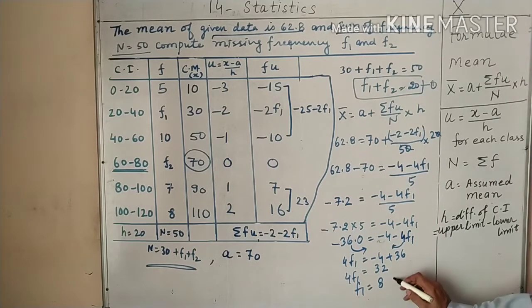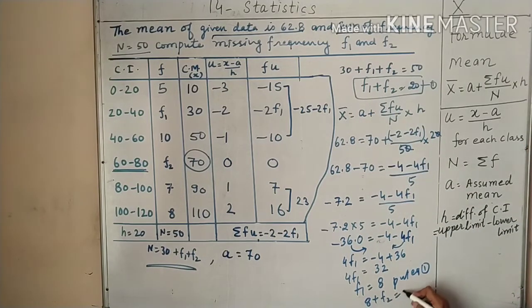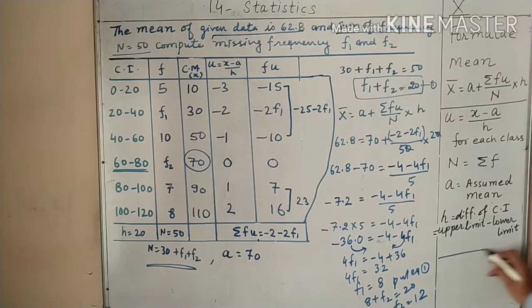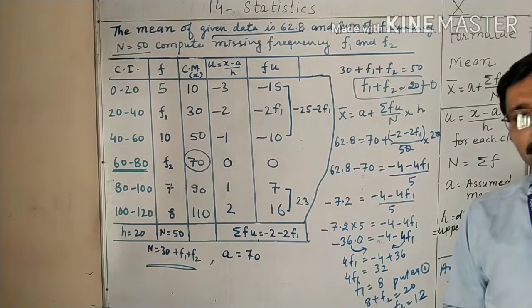Okay, f1 equal to 8. Put this in equation 1: in place of f1 we put 8, so 8 plus f2 equals 20, so f2 equals 20 minus 8, that is 12. So the answer is f1 equal to 8 and f2 equal to 12. Look here, this is how you can solve this type of question. Hope you understand this solution.